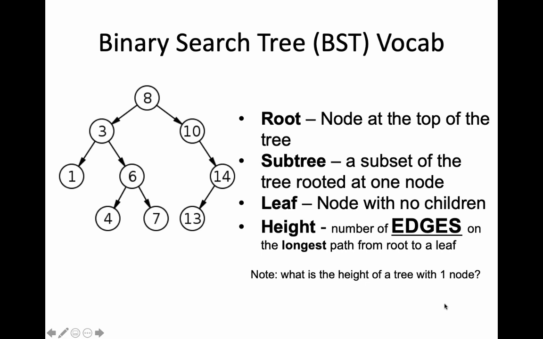Okay, and so imagine you just had a tree with a single node. That's going to have height 0. And maybe that's a little counterintuitive, but we're going to stay consistent here. Similarly, if you had an empty tree, we're going to call that a tree with a height of -1.